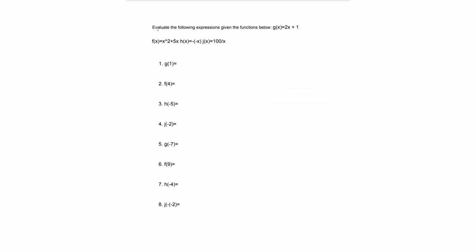This next part, we need to evaluate the expressions, and we're given g of x, f of x, h of x, and j of x. So for number 1, we're given g of 1. What this basically means is solve for g of x when x equals 1. So we can just plug 1 in. So it'll be 2 times 1 plus 1. 2 times 1 is 2, so 2 plus 1, which is 3.